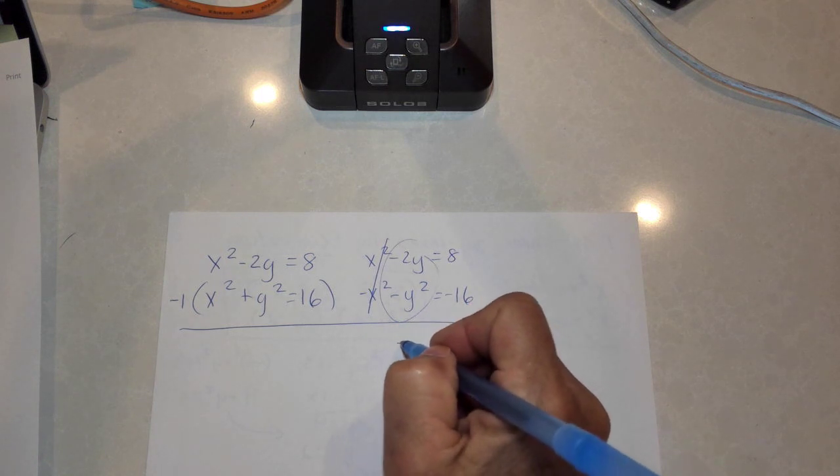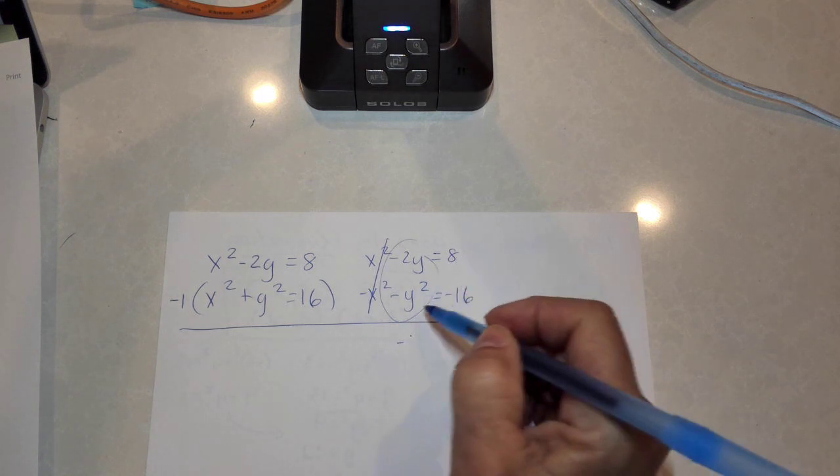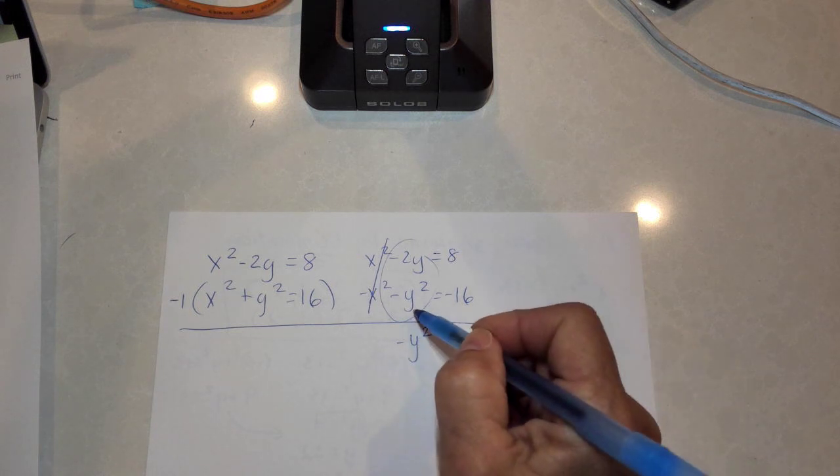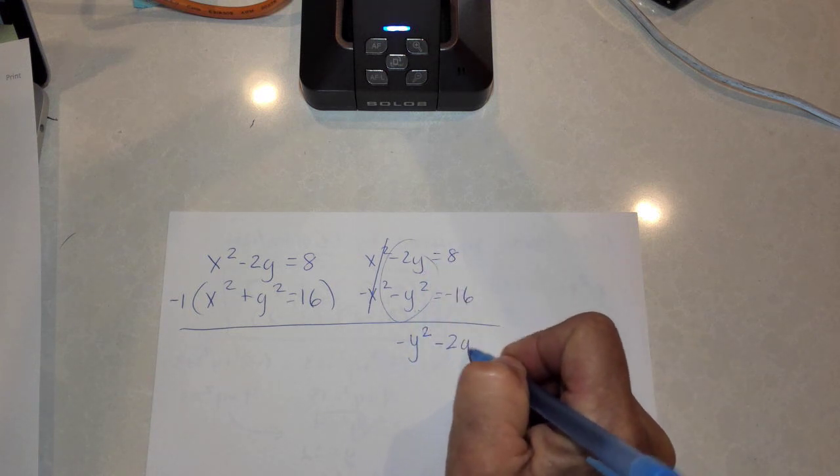This becomes negative. Oh, excuse me, that's not going to become -3y squared because that's not squared. I'm going to have a -y squared from this, and then I still have this -2y.